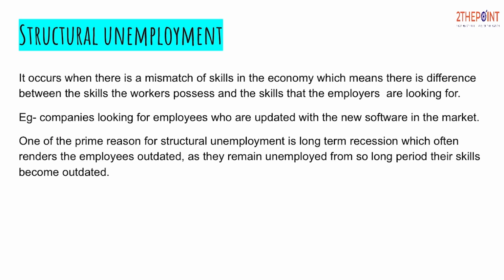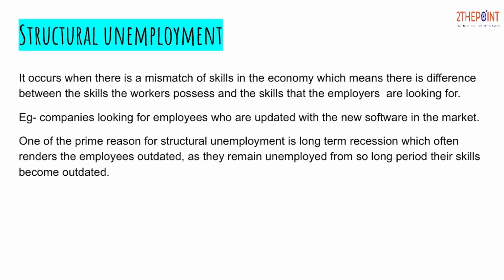Moving to the next sort of unemployment, that is structural unemployment. This type of unemployment arises due to a mismatch in the skill set, what the company is demanding from the employees and what the employees are possessing. For example, there is a software company and there is a new software that has come in the market. Now the company is looking for employees who possess the skill sets to operate the software, but the people available in the market do not have those skill sets, so they remain unemployed.